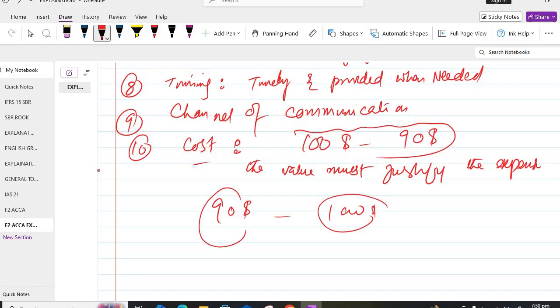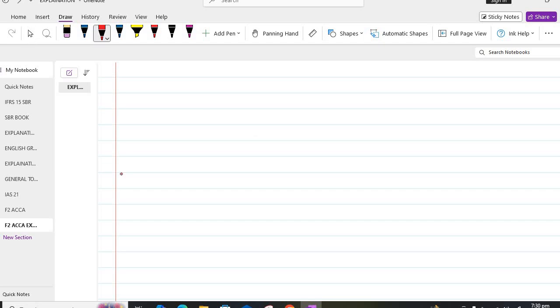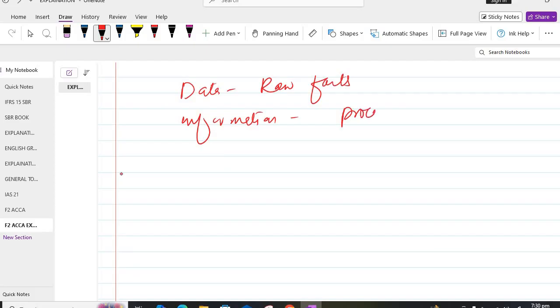qualitative. So in summary, I will say that data is your raw facts. Okay, and information is your processed data, and that is meaningful for the user and actionable. You can take a decision on that information; it is actionable.